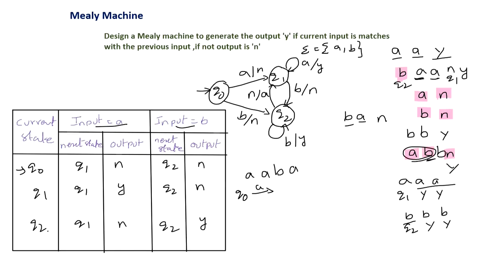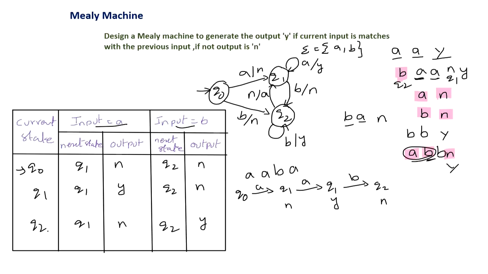Q0 on A, it moves to the state Q1 and output is N. And Q1 on A, it moves to the same state, that is Q1, and output is Y. The third symbol is B, so Q1 on B, it moves to the state Q2 and output is N. And the last symbol is A, Q2 on A, it moves to the state Q1 and output is N. If you observe here, input string length is 4 and the output string length is also 4, that is N, Y, N, N. That means if the Mealy machine has taken an input string of length N, it produces an output string whose length is N only.